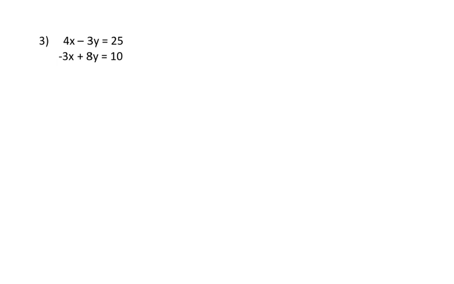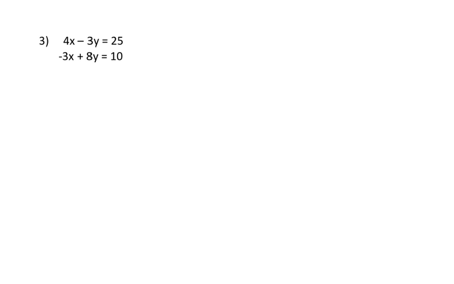Okay, so example 3, our system is 4x minus 3y equals 25, and negative 3x plus 8y equals 10. So if we go to add straight up and down, once again our x's won't cancel, 4 plus negative 3. Our y's won't cancel, negative 3 plus 8. So this is a situation where we're going to have to multiply both of these equations.